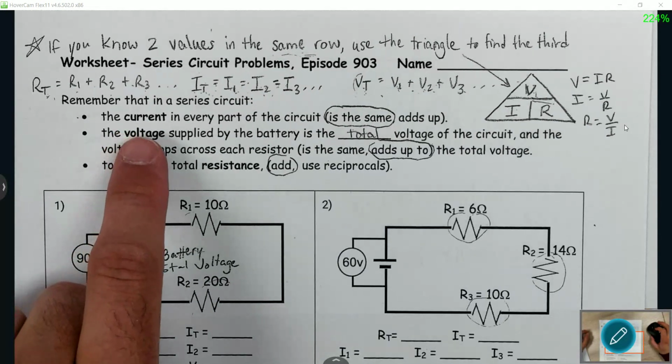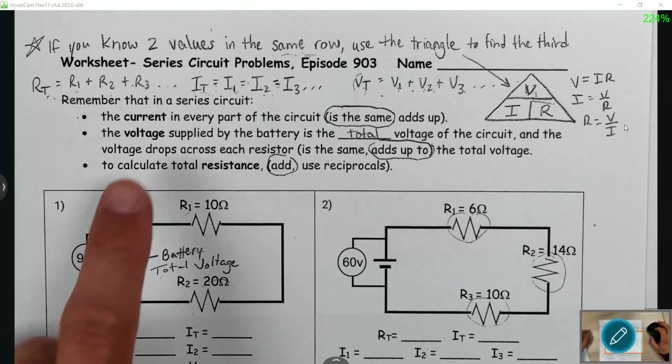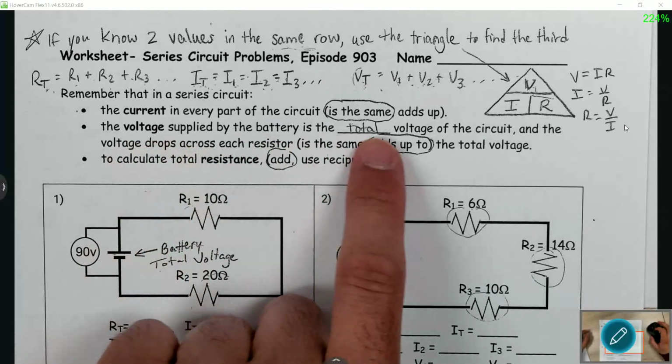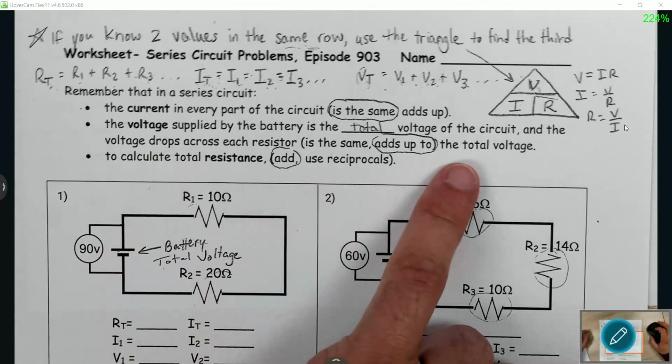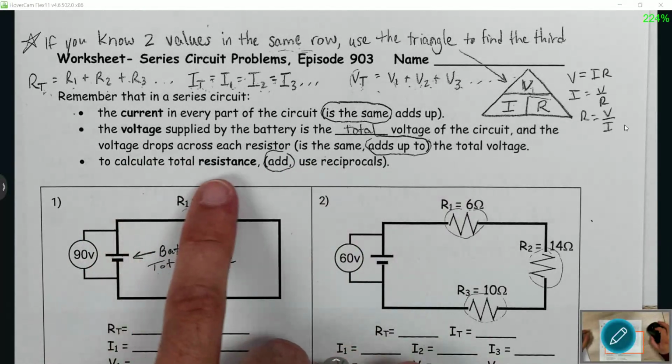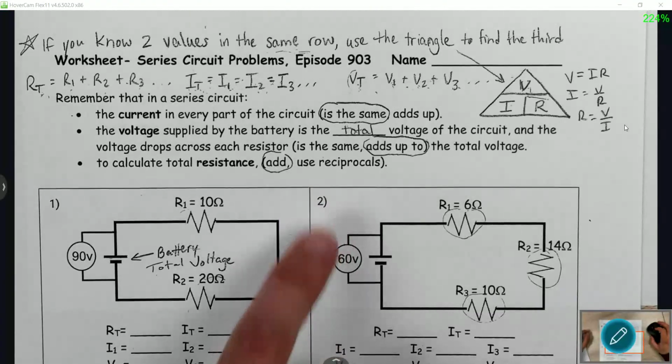A couple of things to remember. Current is the same at every single part of the circuit. The voltage supplied by the battery is the total voltage, and the voltage drops across each resistor add up to that total voltage. And to calculate total resistance, we add all the resistor values.